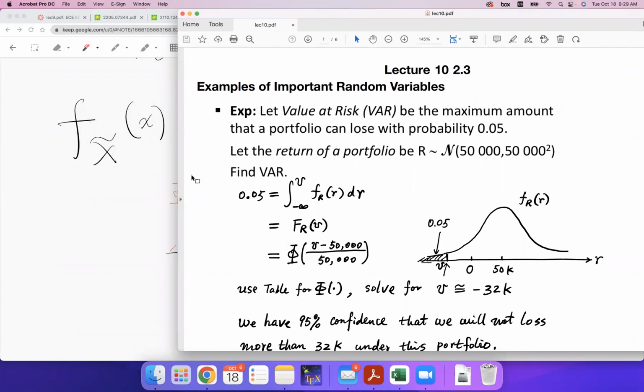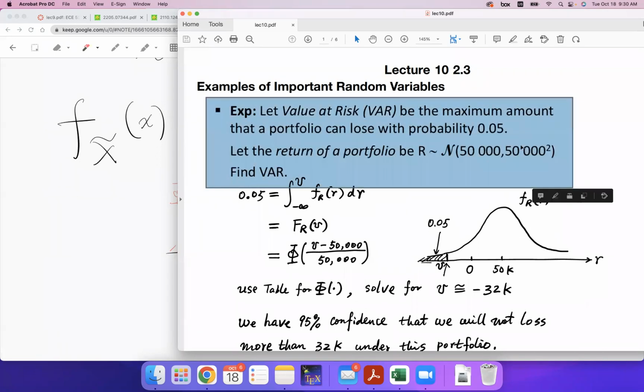So let's consider this example. We have a portfolio whose return follows a Gaussian distribution. This return is a random variable, and we model this return using the Gaussian distribution. So the return R is a Gaussian distribution centered at 50,000 with standard deviation 50,000.